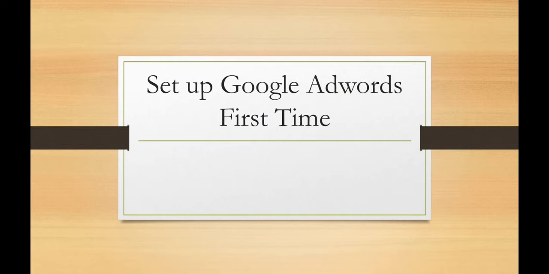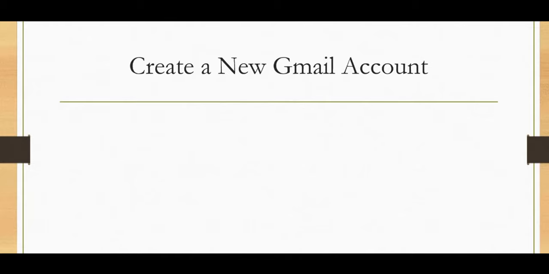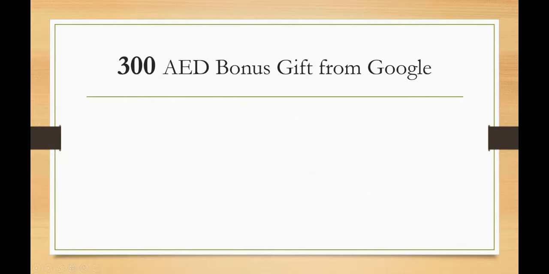For setting up Google Adwords, we need a Gmail account. Once we create a new Gmail account, Google provides 300 bonus dirhams to run a campaign. Sometimes existing customers also receive the 300 dirhams as a promotional offer, but most of the promotional offers go to new customers because Google wants to promote to new customers. With this 300 dirhams, we can run any kind of campaign.